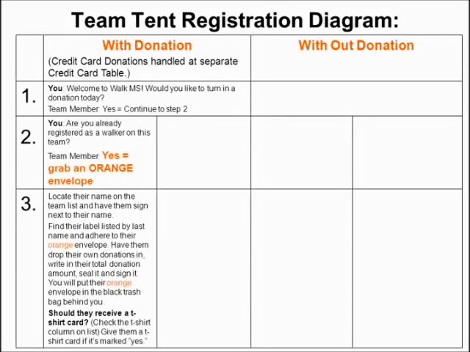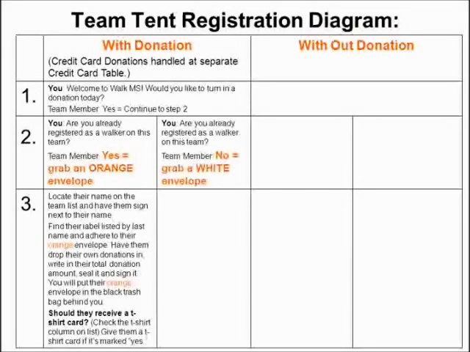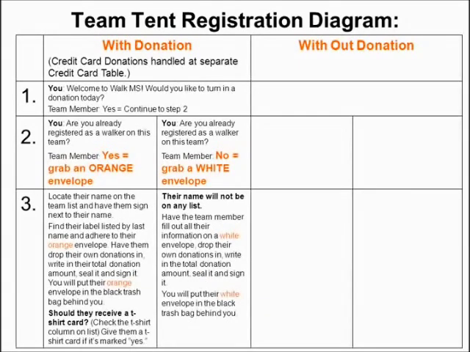Next, we have Team Tent members who are turning in money but are not registered with their team yet. So you grab a white envelope. Their name will not be on any list, so have the team member fill out all their information on a white envelope. Drop their own donations in, write in the total donation amount, seal it, and sign it. You will put their white envelope in the black trash bag behind you.